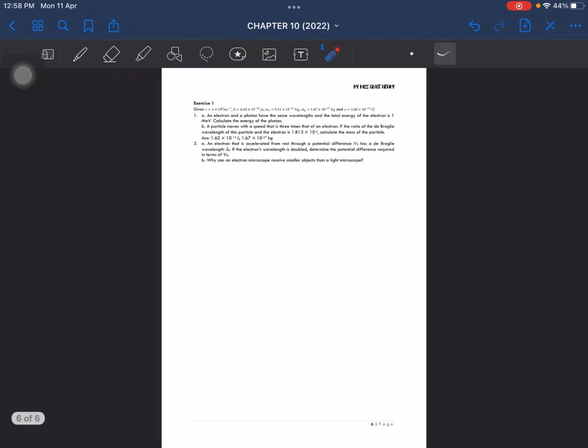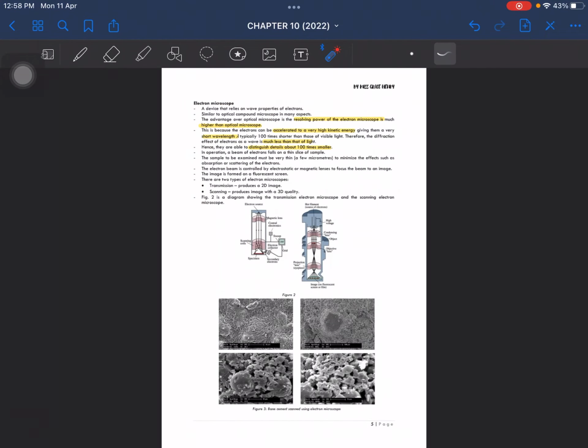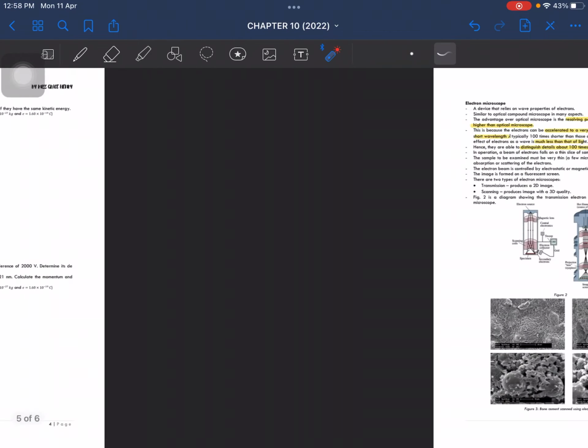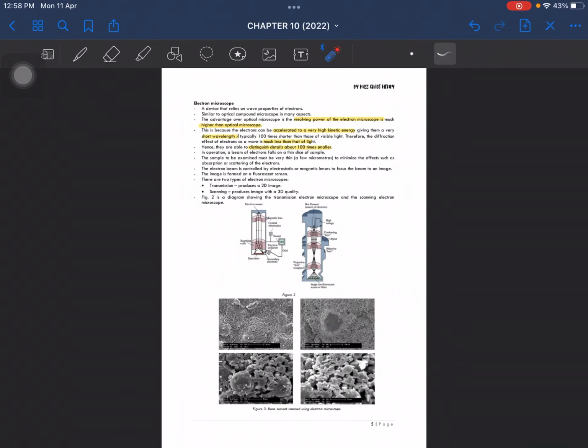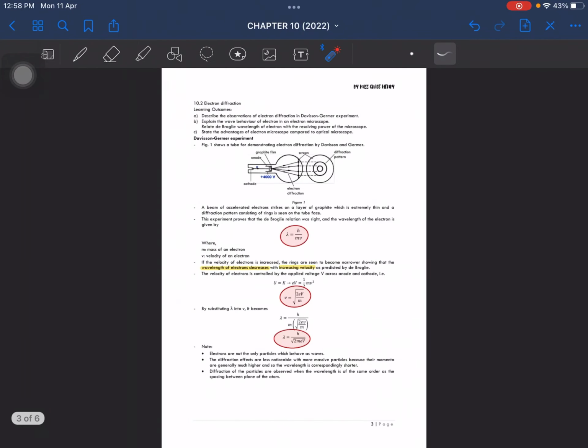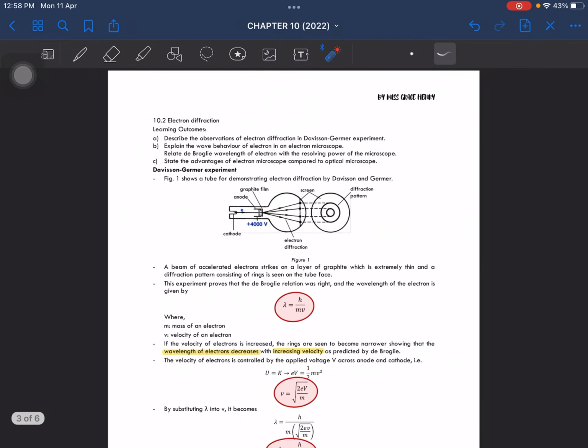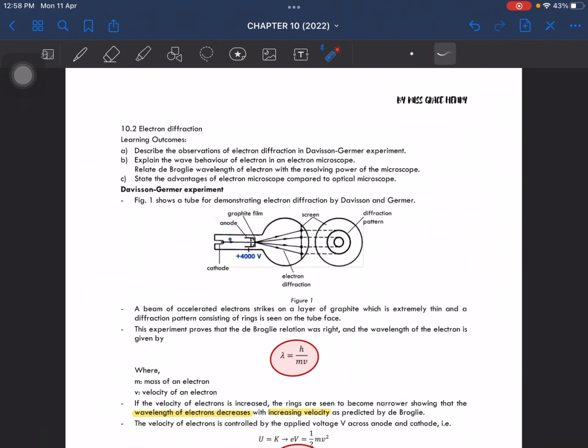All right, that is basically the last topic for this chapter, and that is on electron diffraction.